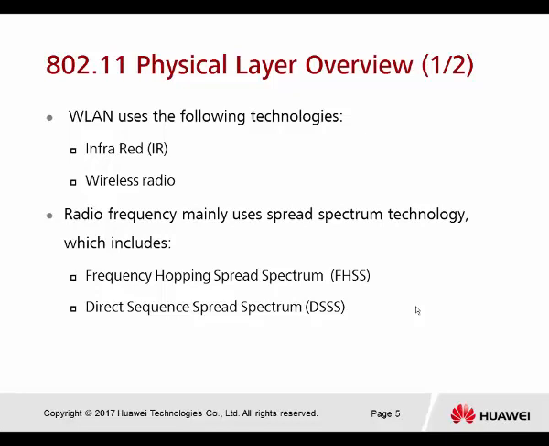This is the overview for the physical layer. So they have the following technology in WLAN. The first one is the IR, infrared. Then we also have the wireless radio. Radio frequency mainly uses spread spectrum technology, which includes FHSS, frequency hopping spread spectrum, or DSSS.